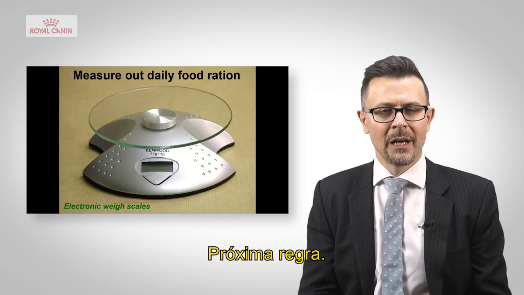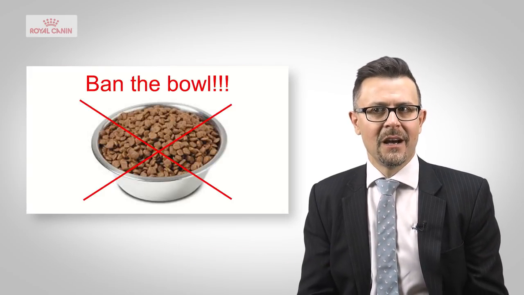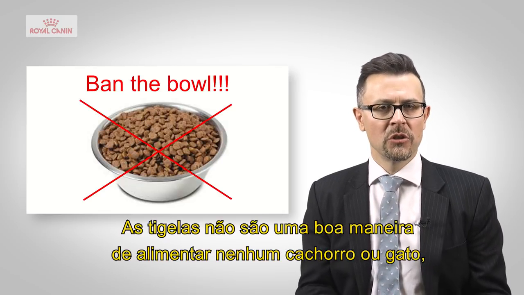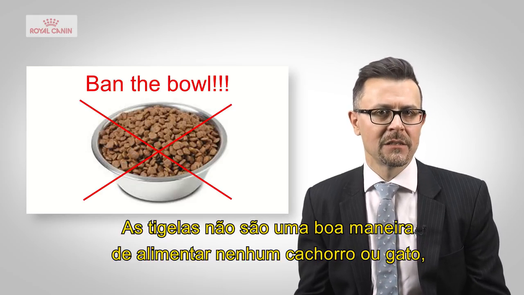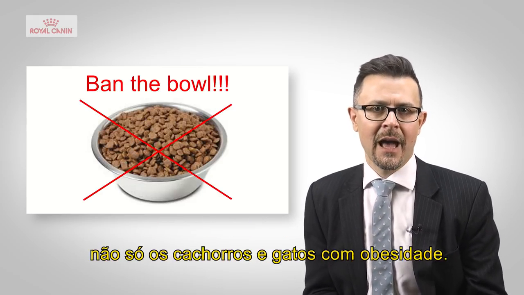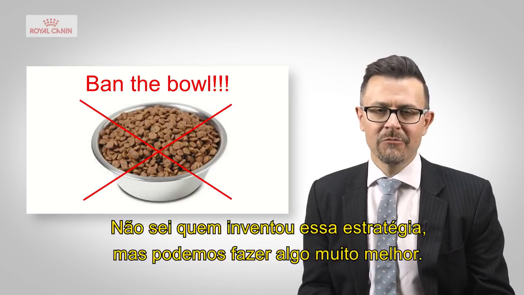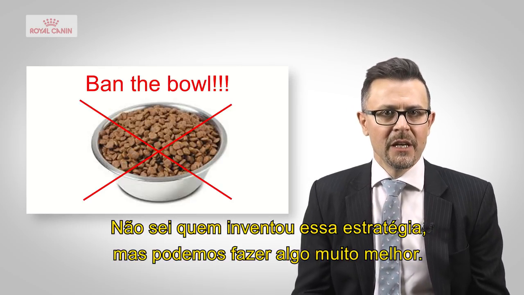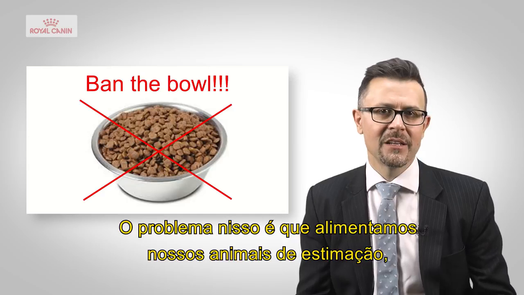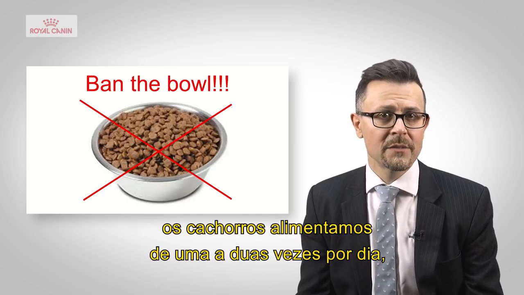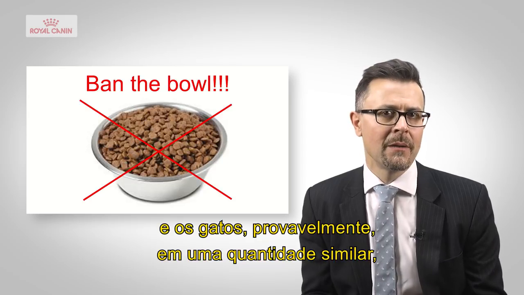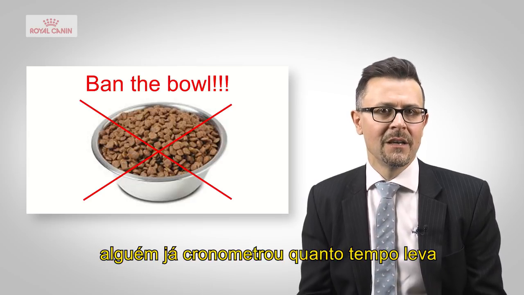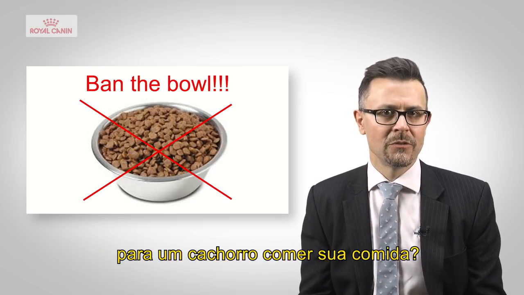Next rule, I'm going to go a stage further here. I would suggest we ban the bowl. Bowls are not a good way of feeding any dog or cat, not just those dogs and cats that have obesity. I don't know who came up with this as a strategy, but really we can do a lot better. The problem with this is we typically feed our pets, well, dogs maybe once or twice per day, cats probably similar amounts. Has anybody timed how long it takes a dog to consume their food?